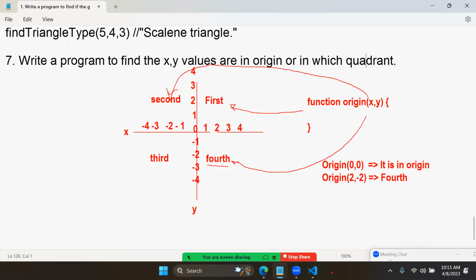X is greater than 0 and y is greater than 0. Then it is in which quadrant? First, right? X is less than 0 and y is greater than 0. Yes, it is in second. And x is less than 0 and y is less than 0. Then it is third. Otherwise it is fourth. Right.